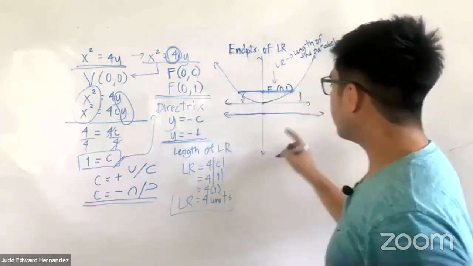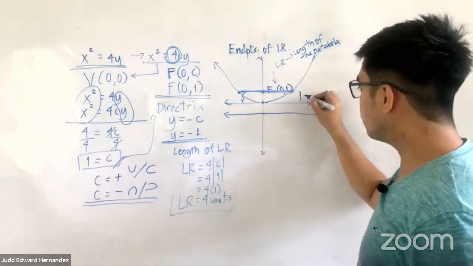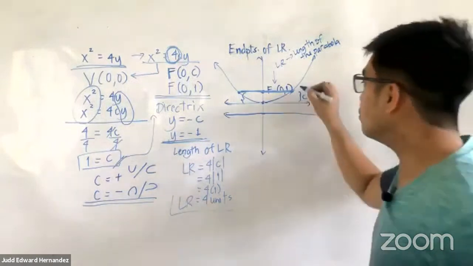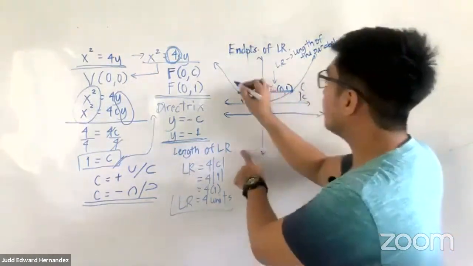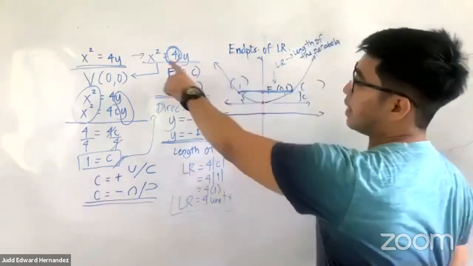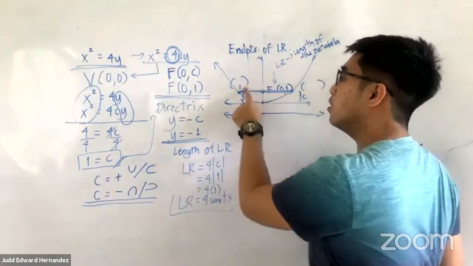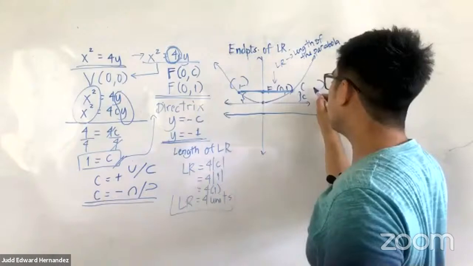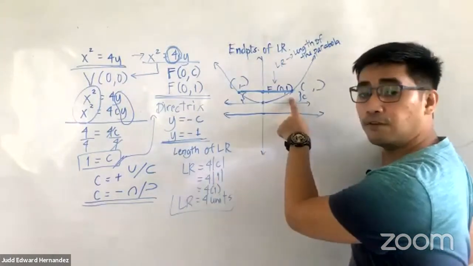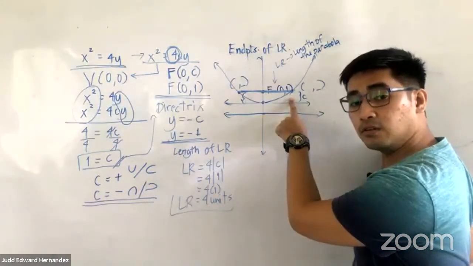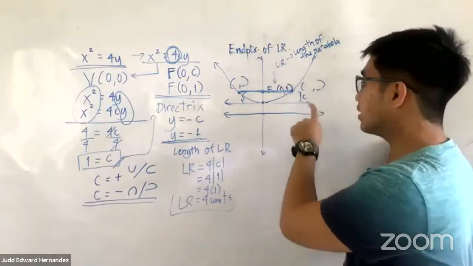Di ba alam natin that from the vertex going to the focus, that is C. Ano daw yung mga points na to? So, ganito lang yung tatandaan. Since this is x squared, pag hinahanap yung endpoints ng latus rectum, yung y ay hindi natin babaguhin. Kung ano yung y ni focus, yun na din agad yung y ng endpoints ng latus rectum natin.